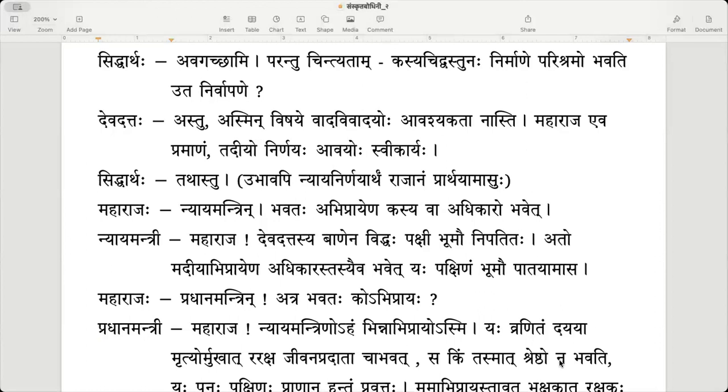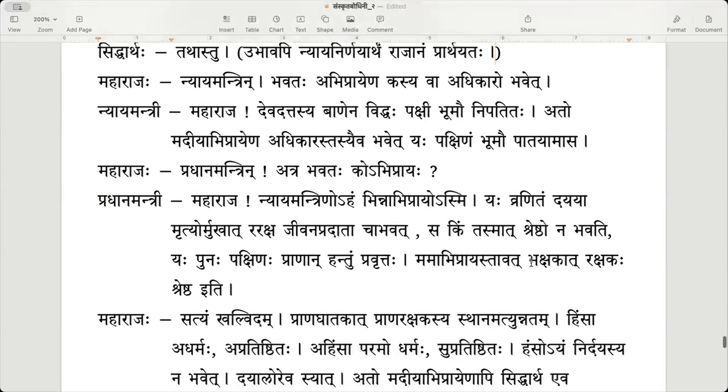Tathastu. Ubhau api nyaya nirnayartham rajanam prarthayam asatuhu. Let it be so. Both of them entreated the king for his decision. Prarthayam asatuhu is in lit lakara. It would be better as prarthayatah, in present tense, because it is being enacted on the stage. Asatuhu is dvivachana, sorry. Ubhau api prarthayam asatuhu. I'm going to change this into prarthayatah. Everything before was in present tense, so we will just leave it at that.